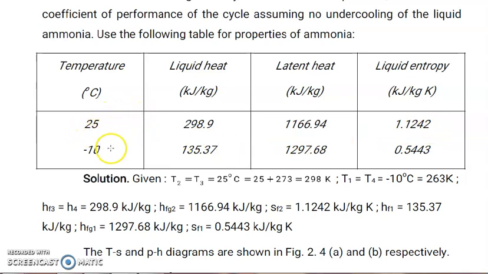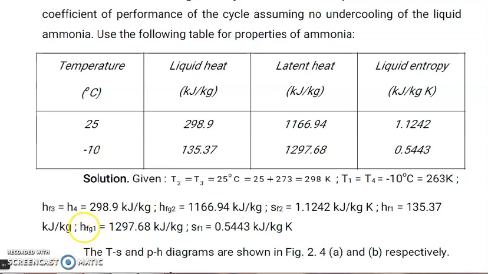Now we are coming to the lower temperature limit, minus 10 degrees Celsius, where state 1 and state 4 lie. So we can write hf1 is equal to 135.37 kilojoule per kg. Latent heat means hfg, correspondingly at minus 10 degrees Celsius, where state 1 and state 4 lie.